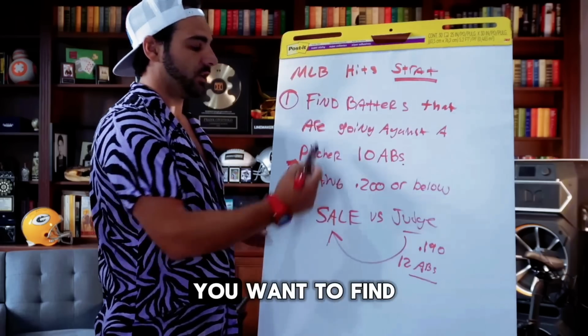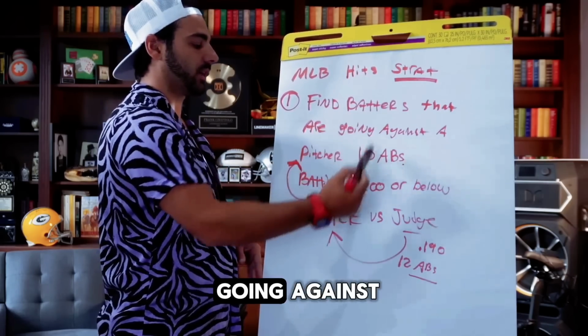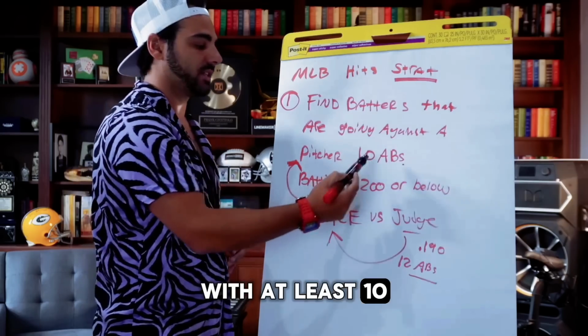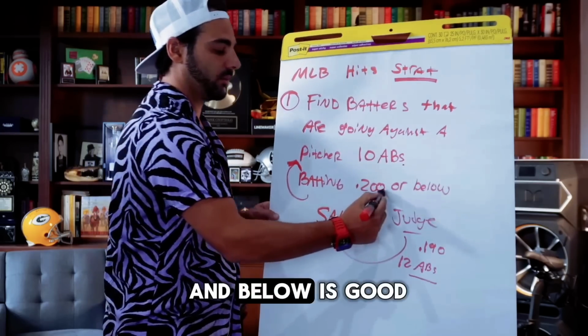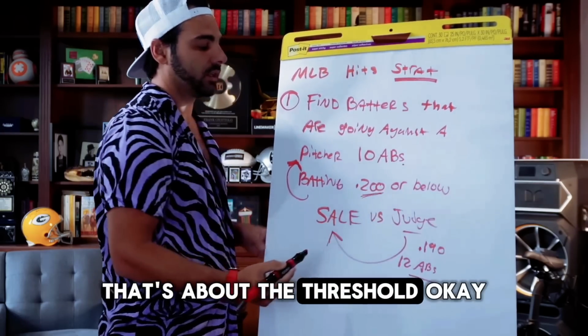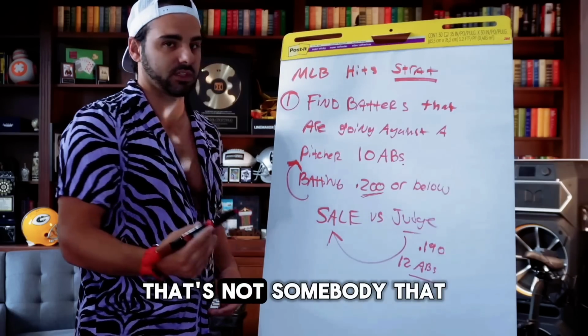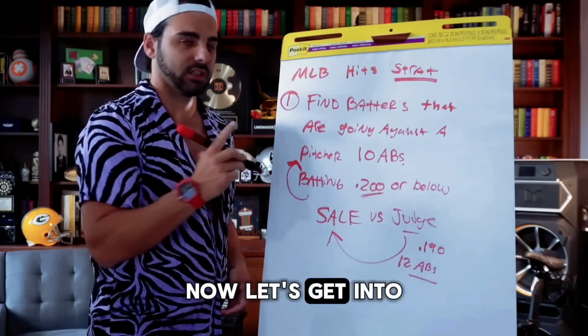But again, you want to find the batters that are going against pitchers with a bad average with at least 10 at-bats. So 200 and below is good. That's about the threshold. Okay? If they're batting like 250, 300 against the pitcher, no. That's not somebody that you're putting down. Now let's get into step 2.